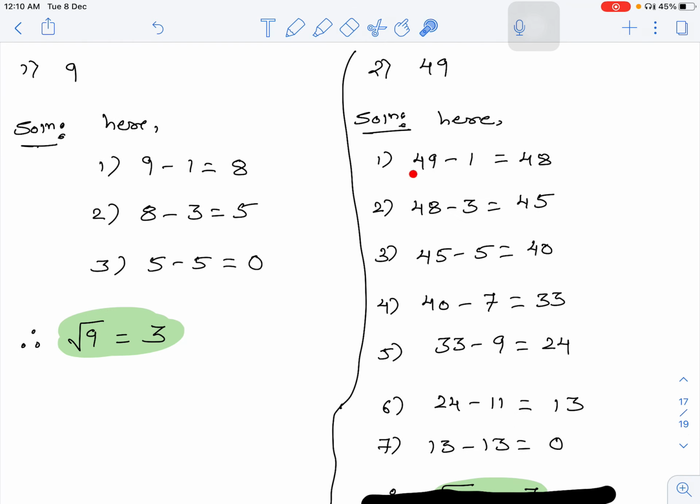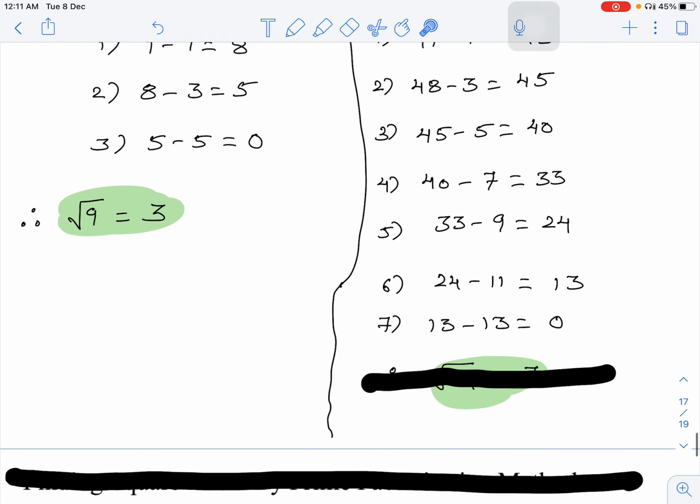In the first step we will write 49, minus our first odd number. So 49 minus 1, 48. In the second step, this number minus the next odd number, 48 minus 3, 45. Then next step, 45 minus the next odd number after 3, which is 5. So 45 minus 5, 40. In the next step, 40 minus the next odd number after 5, that is 7. So 40 minus 7, 33. And the next step we subtract 9 from 33. That is the next odd number.